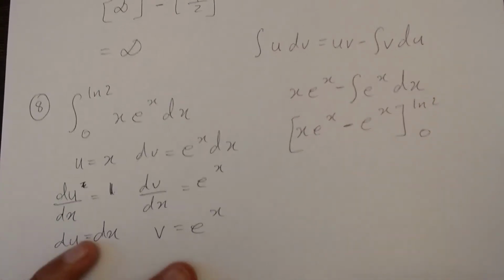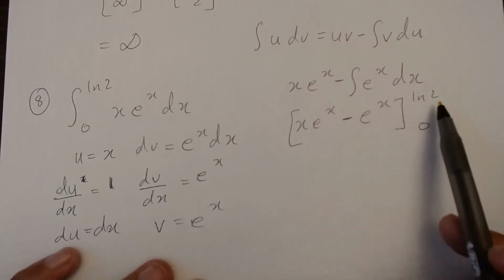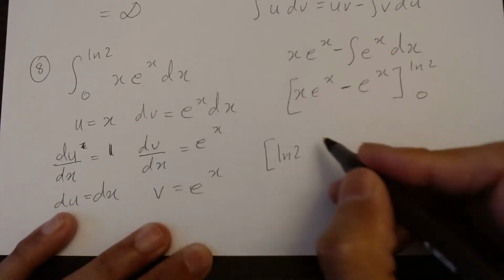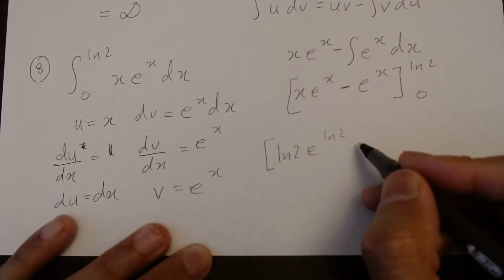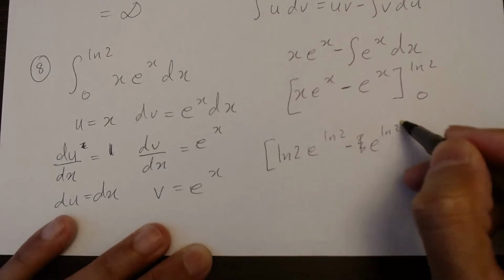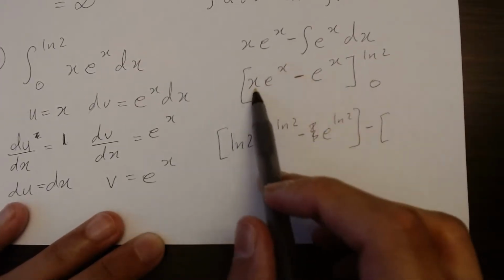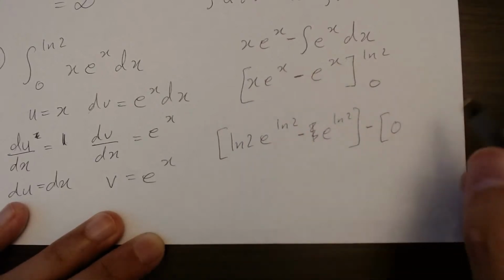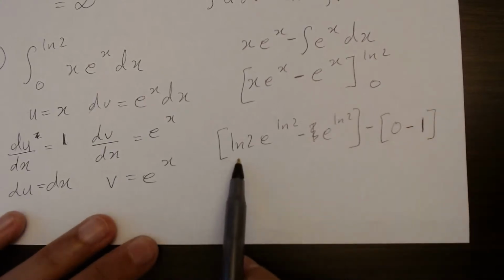I'm going to sub in my limits into this now, see what I get. So if I sub in ln 2 here, I have ln 2 times e to the power of ln 2 minus e to the power of ln 2. And then if I sub in 0 into this, this is just going to turn to 0 because 0 times anything is 0. And then e to the power of 0 is just 1. So I have 0 minus 1 for this one.